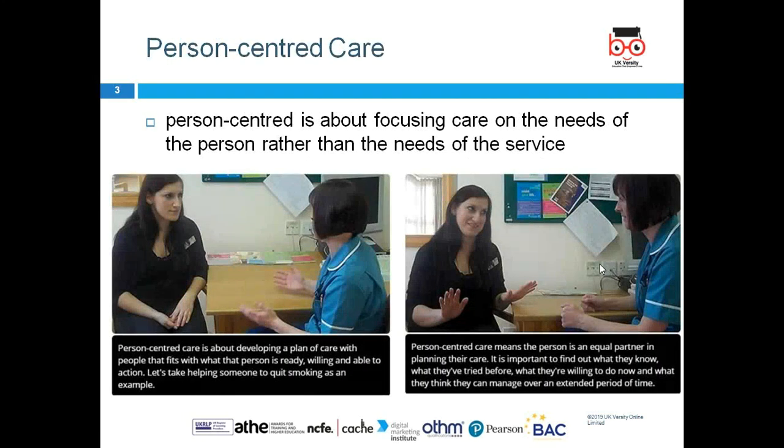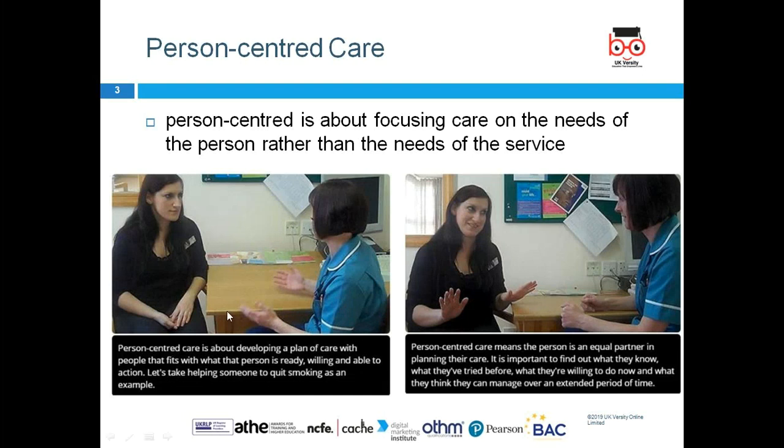So we'll go over that in more detail. So here it is. Person-centered is about focusing your care on the needs of the person rather than the needs of the service. So exactly what you're saying is focused on what that person needs, especially if they have a long-term condition that might need to be catered towards, like asthma or diabetes. So it's to bring them within their own care.